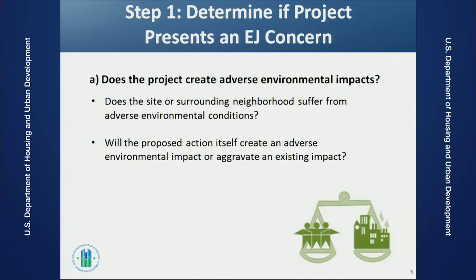So breaking down step one, determining if the project actually presents an environmental justice concern. The first part of that first step is asking if the project creates adverse environmental impacts. So asking both if the site or the surrounding neighborhood suffer from adverse environmental conditions, and then also whether this proposed project will create adverse environmental impacts or aggravate an existing impact.